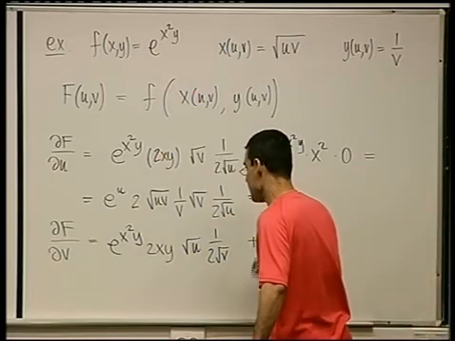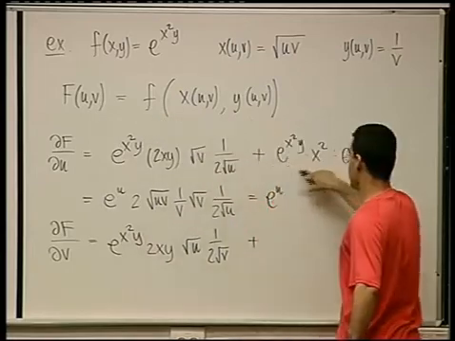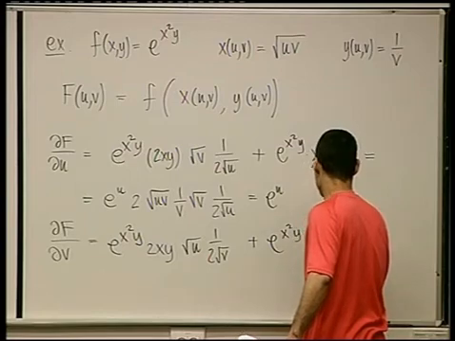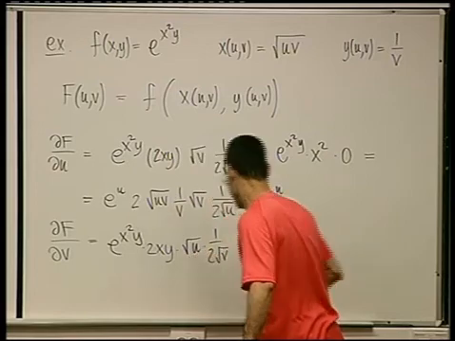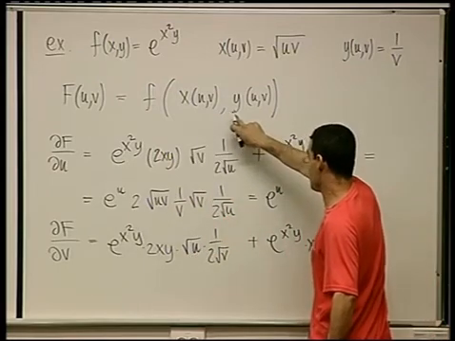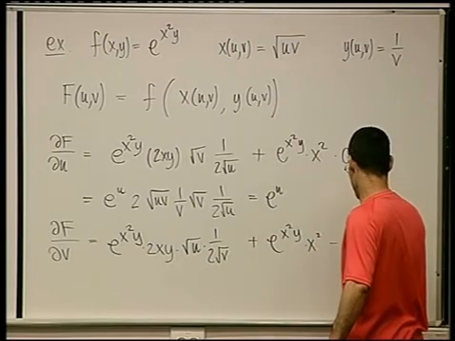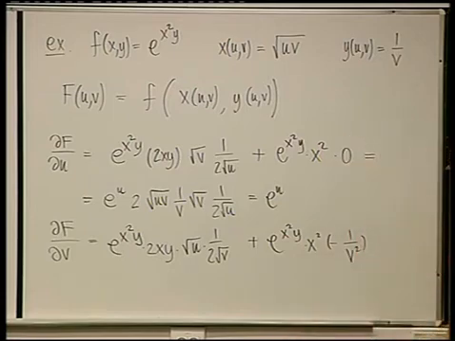Plus d little f to dy, which I also calculated already. So again, I'm just copying. E to the power x squared y times x squared times the inner derivative. So now it's the inner derivative of y with respect to v, which is negative 1 over v squared. Do you agree? Okay.